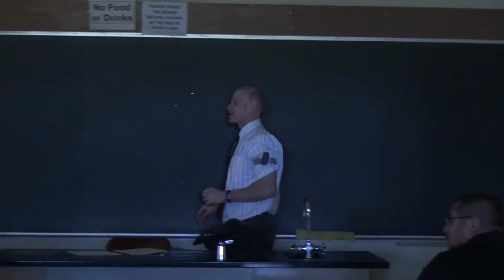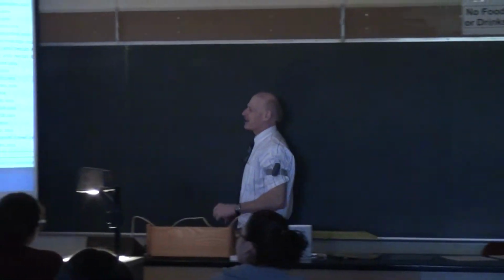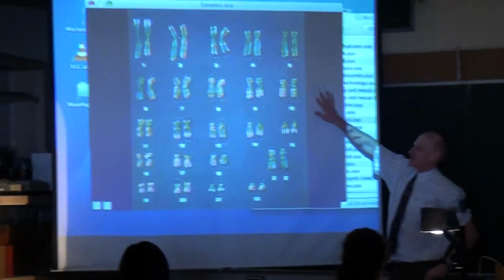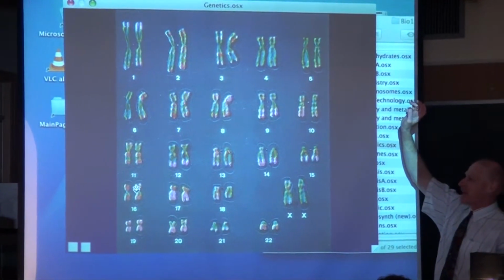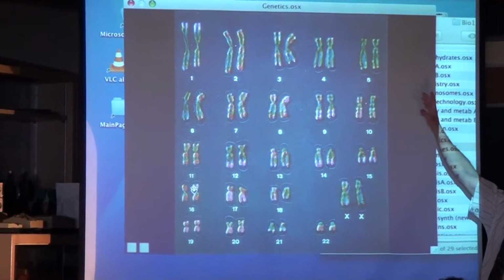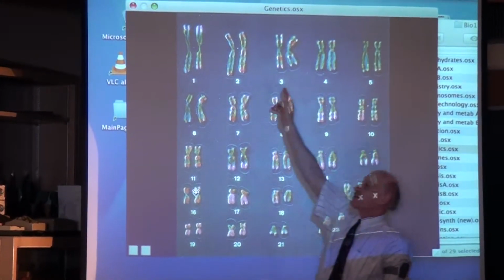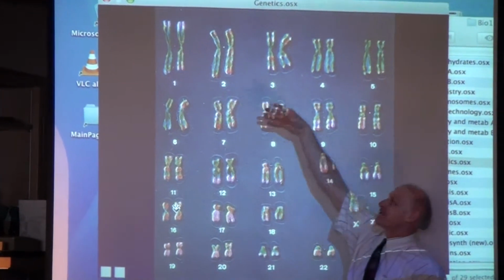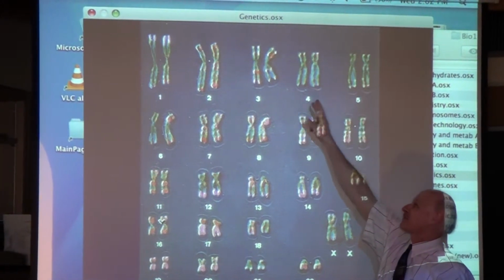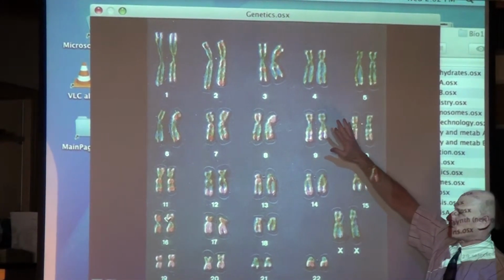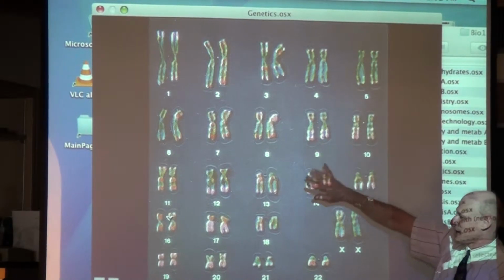Okay, we left off about in this section. This is what's called a karyotype. It's basically a microscopic view of a person's chromosomes, and it shows clearly that we are diploid creatures, meaning we have two of every chromosome, two chromosome 1s, two chromosome 2s, two chromosome 3s. These are called your homologous pairs of chromosomes. And so you have 23 homologous pairs.